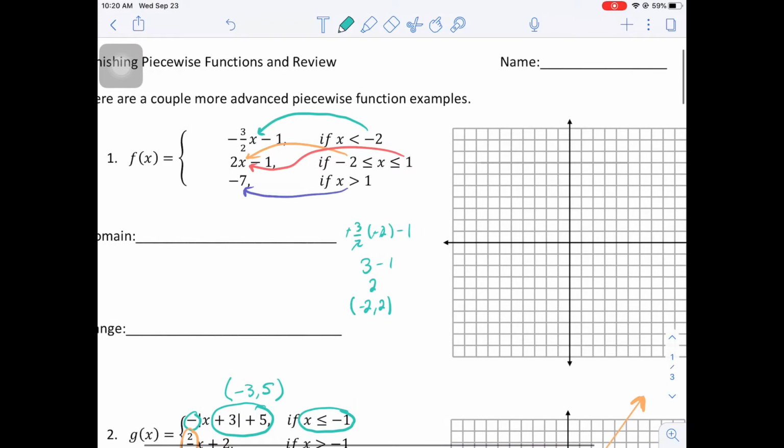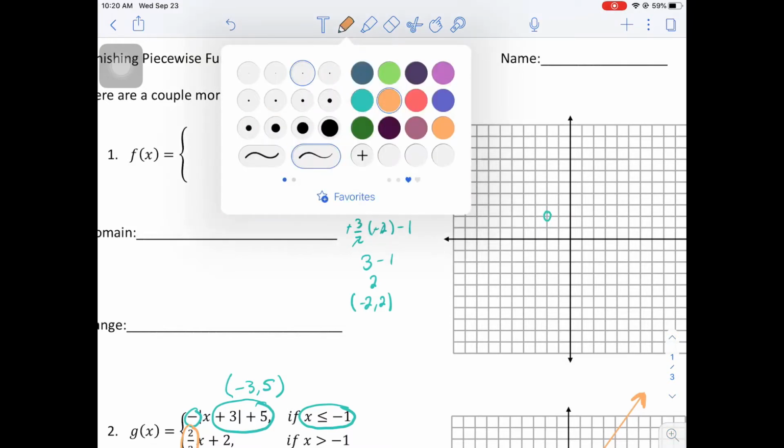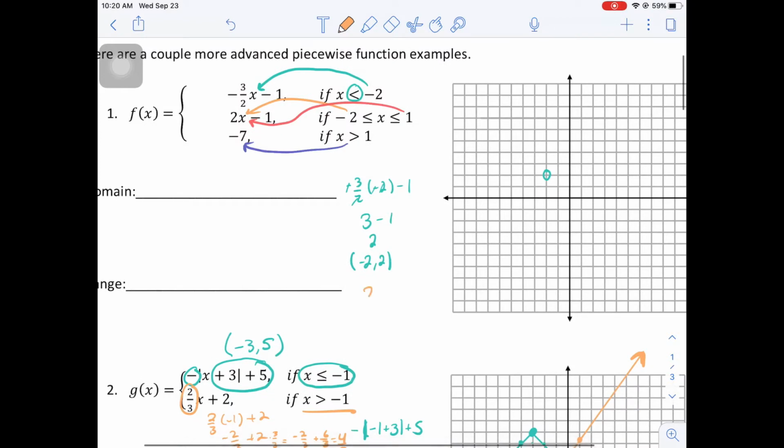So then let's plot that. Negative 2, up 2. It's an open circle because it's just less than. So we open circle right here. After that, we're going to plug in the next thing. So it's going to be 2 times negative 2 minus 1, which gives us negative 4 minus 1, which gives us negative 5.